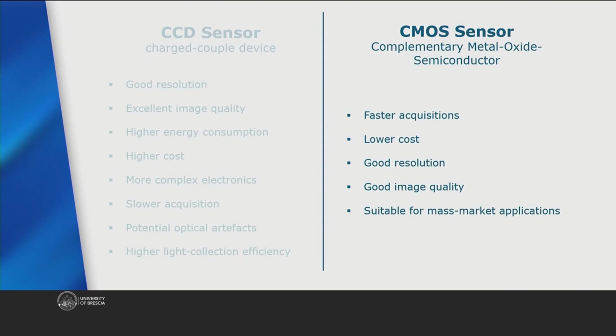On the other hand, with the CMOS sensor, it is possible to achieve faster acquisitions and lower costs. Additionally, this sensor offers good resolution and good image quality. For these reasons, it's very well suited for mass-market applications.